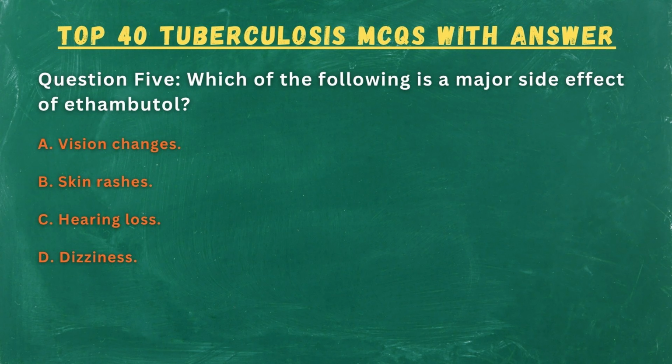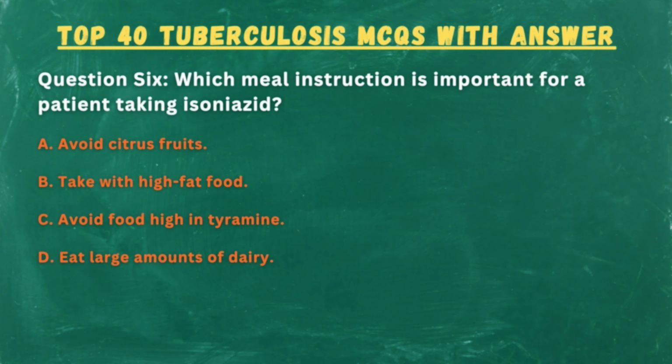Question 5. Which of the following is a major side effect of ethambutol? A. Vision changes. B. Skin rashes. C. Hearing loss. D. Dizziness. Answer. A. Vision changes.